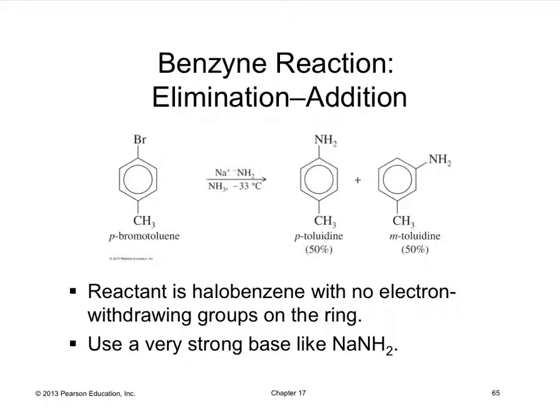In terms of the benzyne reaction, elimination-addition, here's para-bromotoluene in the presence of sodium amide and ammonia. You generate substitution at the para position, as well as, interestingly enough, the meta substitution. The reactant here is a halobenzene with no electron withdrawing groups on the ring, so you use a very strong base like NaNH2.